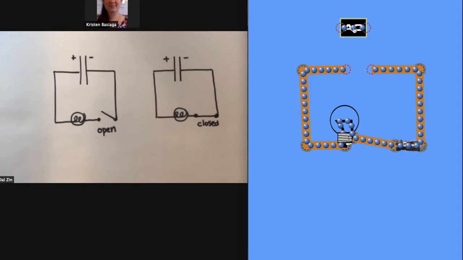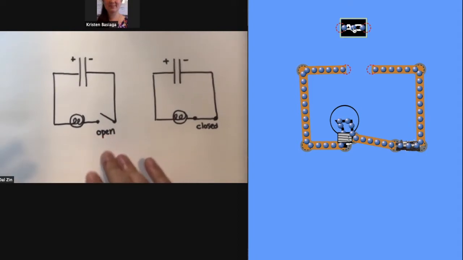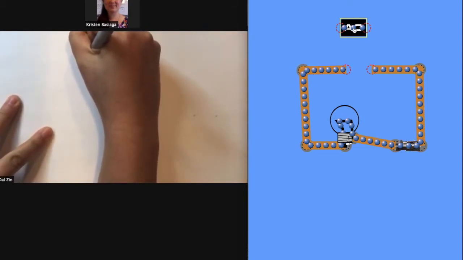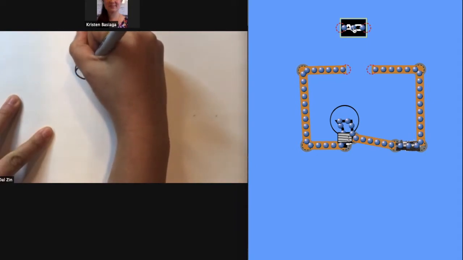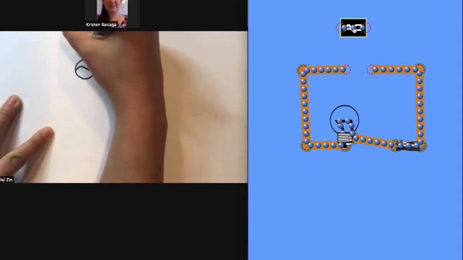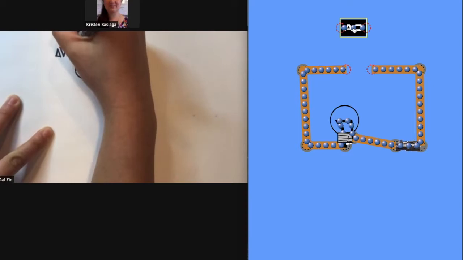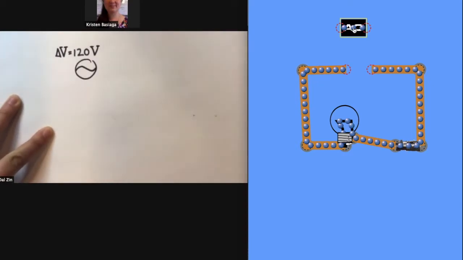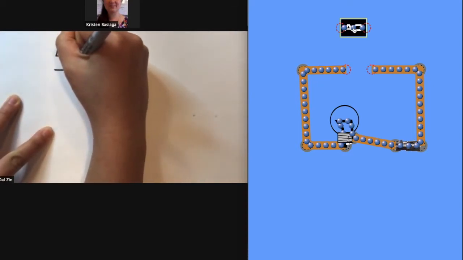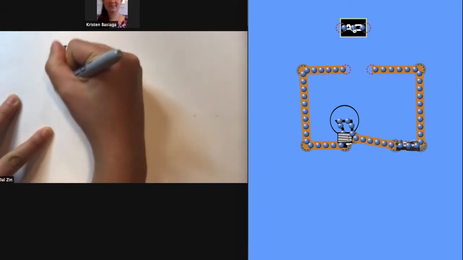Alternating current is a power supply. This could be a generator or an outlet. The symbol for your alternating current is going to be a circle with a sine wave in it, and an outlet has 120 volts of potential difference.